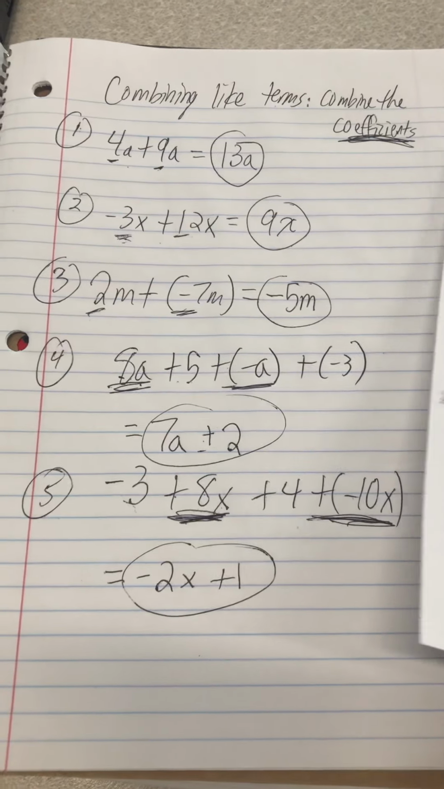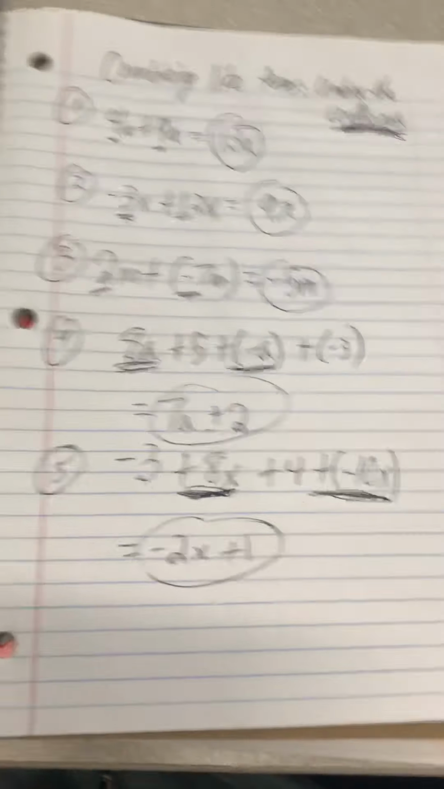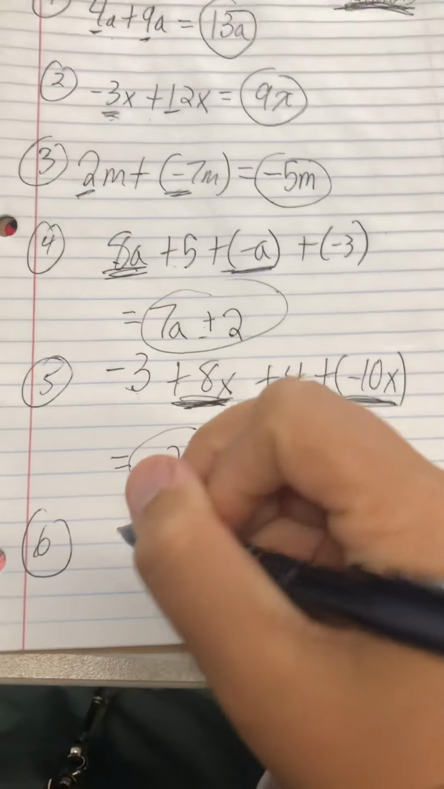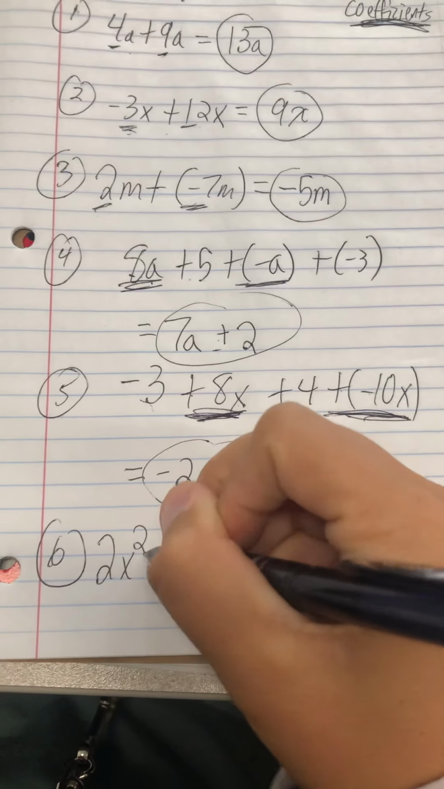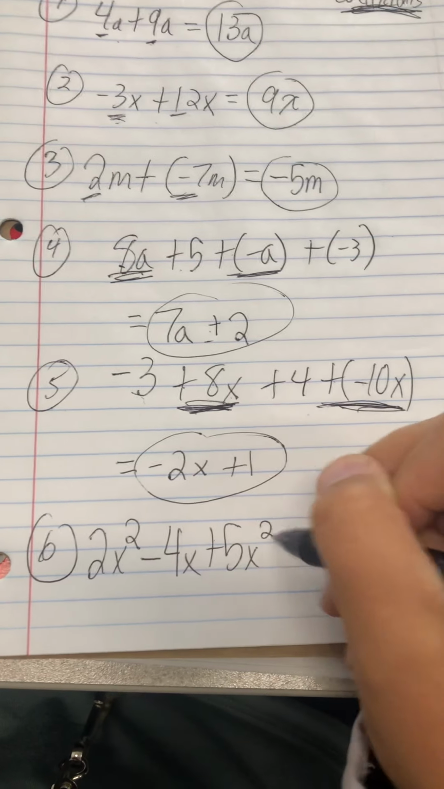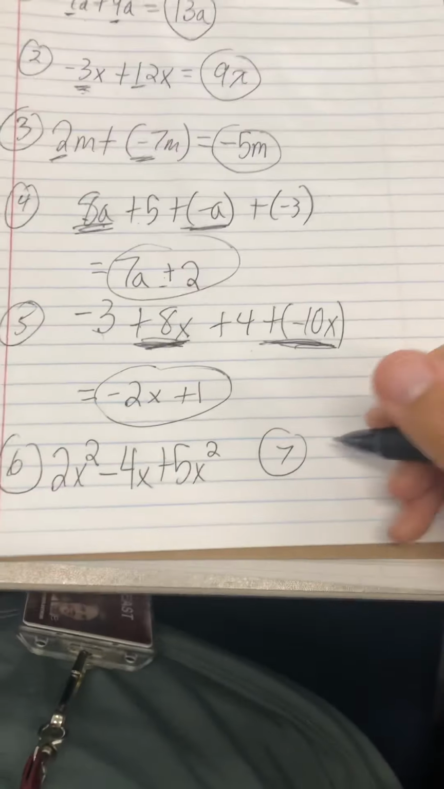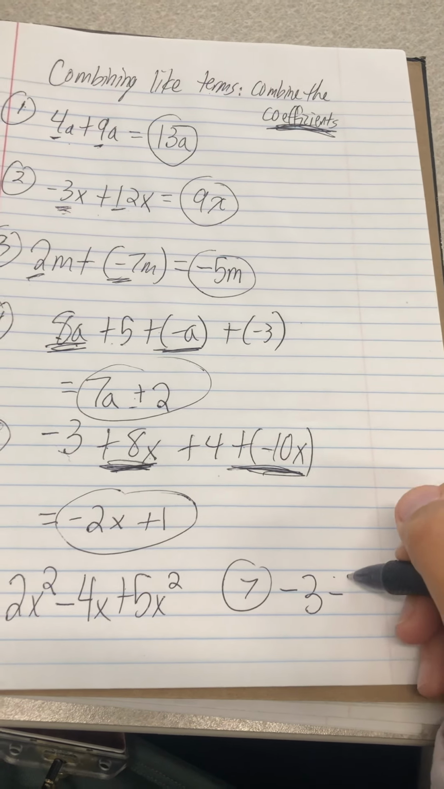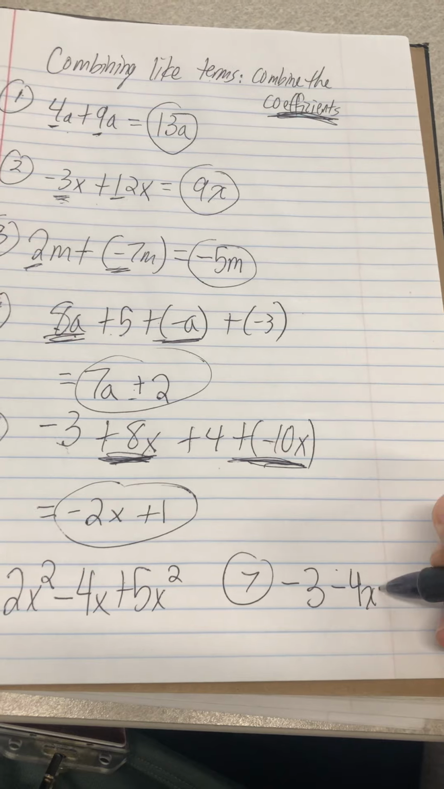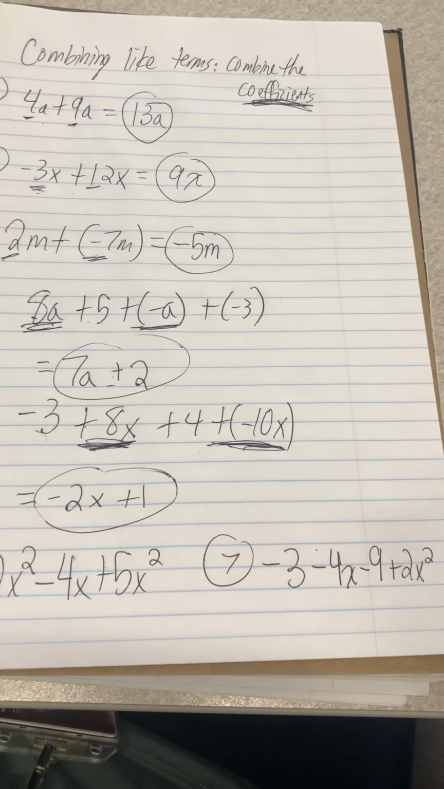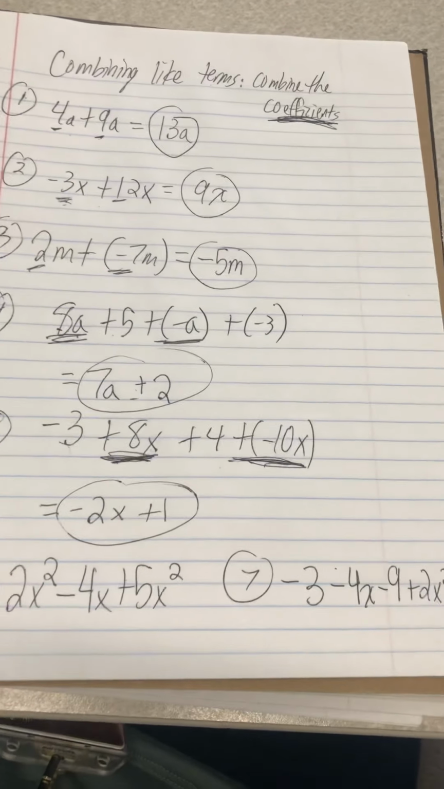All right, and so for practice today, we'll come back together. Here are two I want you to try and work on. So number 6, 2x squared minus 4x plus 5x squared. And then number 7, negative 3 minus 4x minus 9 plus 2x squared. Okay, so these are the two. We'll bring it back together.